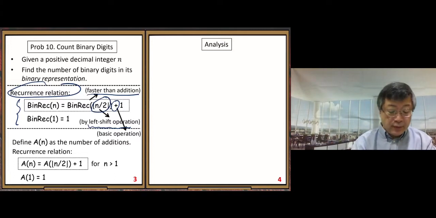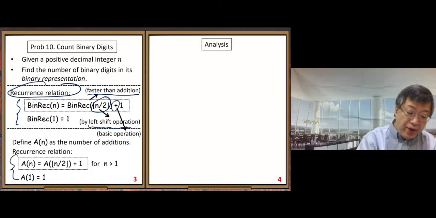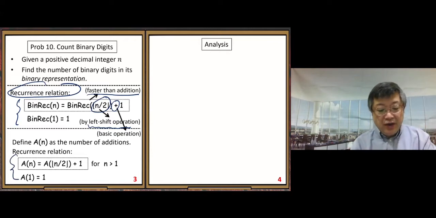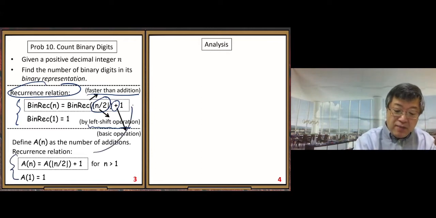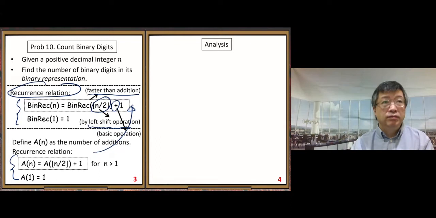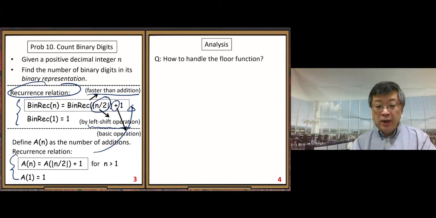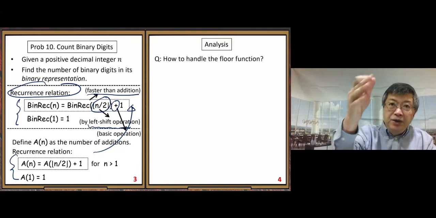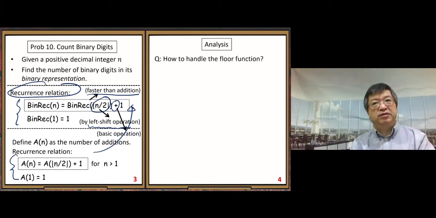All right. So this is our new recurrence relation. You can see it is basically the same as the original one, but the meaning is different, right? Same form, meaning is different, but they should have the same final formula. Question: how to handle the floor function?